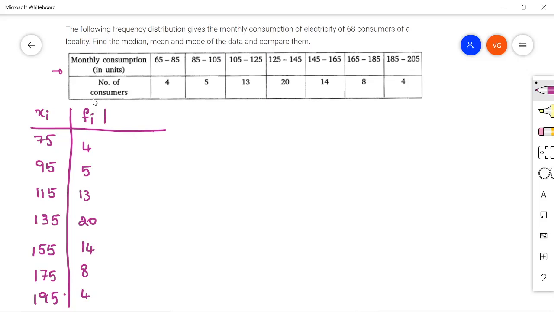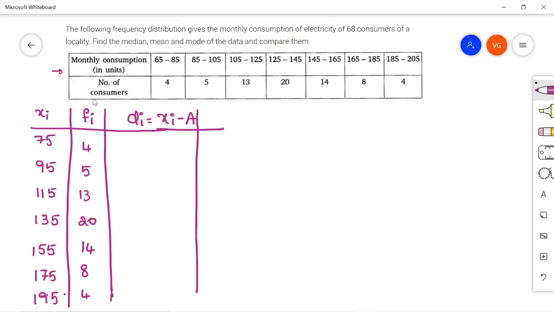So if you observe, we need to first calculate the mean. All the numbers are very big here, so I am going with the step deviation method. Let us check whether you can achieve it or not. For that, I'll calculate the deviation, di is equal to xi minus a. So some mean we have to assume.